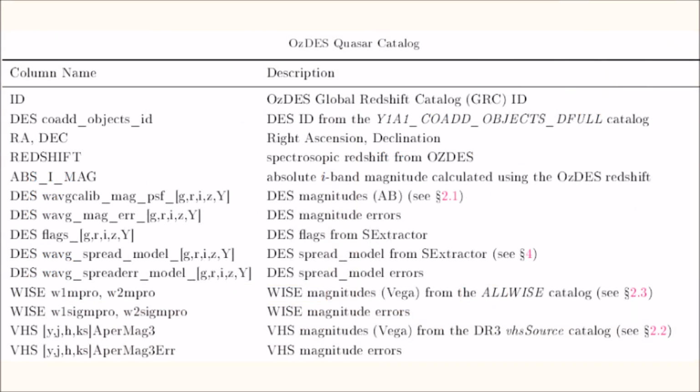Last but not least, as a value added to the paper, we also released the OzDES Quasar Catalog, which is a spectrophotometry catalog of around 1,200 spectroscopically confirmed quasars taken by the OzDES survey. The paper is linked below, so please check it out for more details on the catalog and our quasar selection analysis.